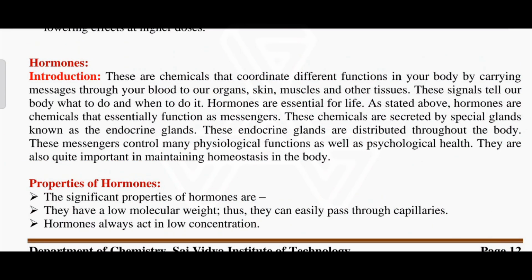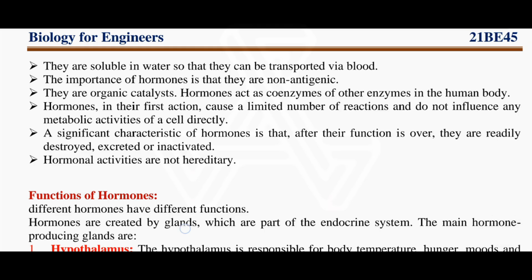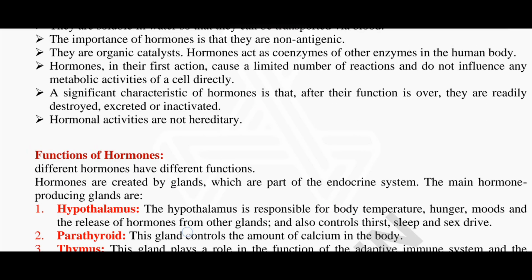Properties of hormones. The significant properties of hormones are they have a low molecular weight, thus they can easily pass through capillaries. Hormones always act in low concentration. They are soluble in water so that they can be transported via blood. The importance of hormones is that they are non-antigenic. They are organic catalysts. Hormones act as coenzymes of other enzymes in the human body. Hormones in their first action cause a limited number of reactions and do not influence any metabolic activities of a cell directly. A significant characteristic of hormones is that after their function is over, they are readily destroyed, excreted, or inactivated. Hormonal activities are not hereditary.